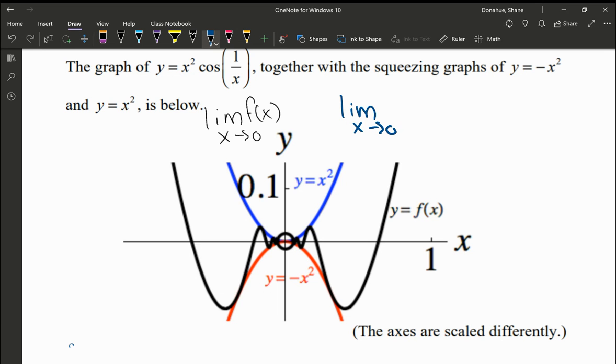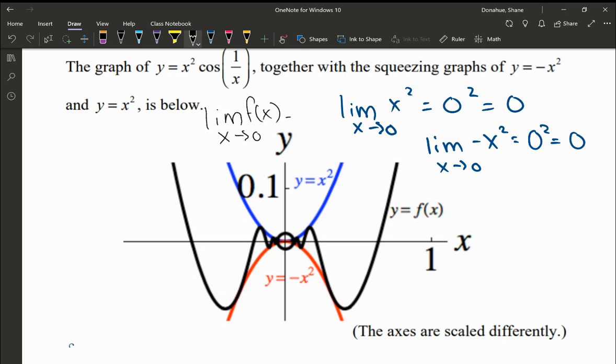We're going to look at it for each of those. So x approaches 0 for x squared. Direct substitution, which we're going to do in just a moment. We substitute in that value, we get 0. And as we do it for the negative x squared, we also get 0. So we then know that our limit for f of x is 0, because the one that's above it and the one that's below it both give us 0.